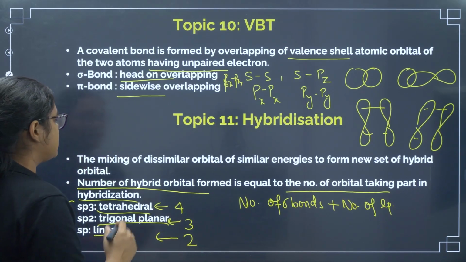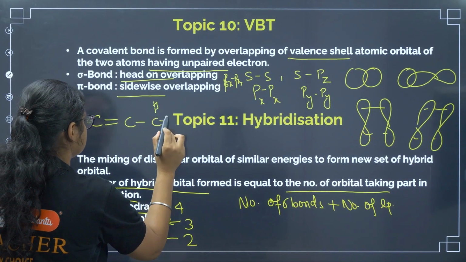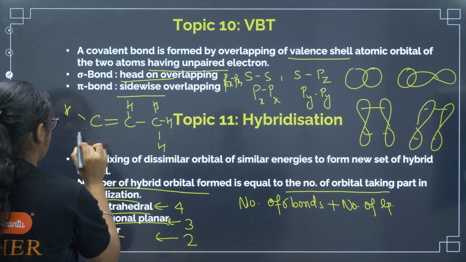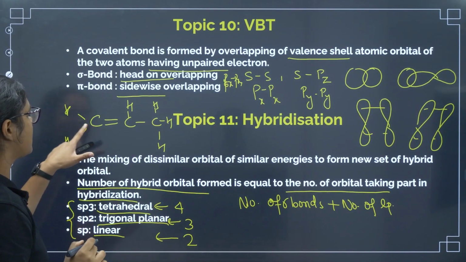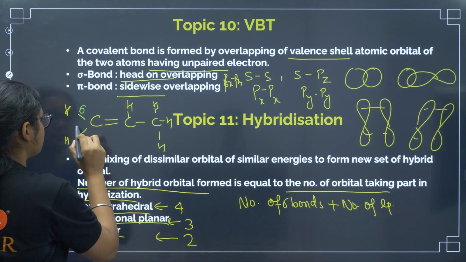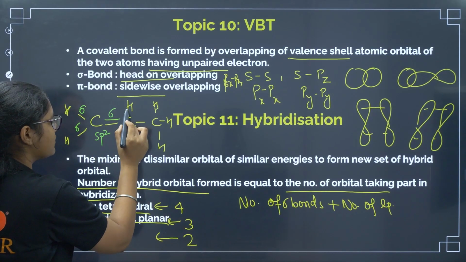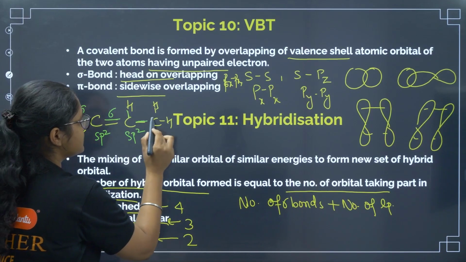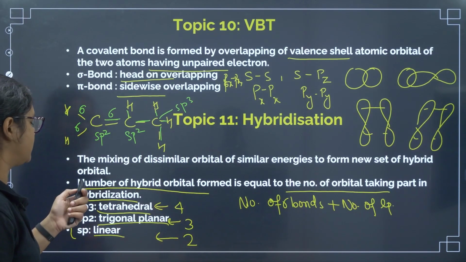Okay, so for example, we have a structure like this. We can draw one structure like this, and you have to tell the hybridization of each carbon. Now you see, this first carbon has 3 sigma bonds, and 3 sigma bonds means hybridization is sp2. This one also has 3 sigma bonds, so this is also sp2. This one has 4 sigma bonds, so it is sp3. Like this you have to calculate.